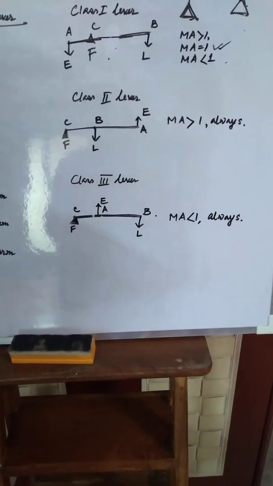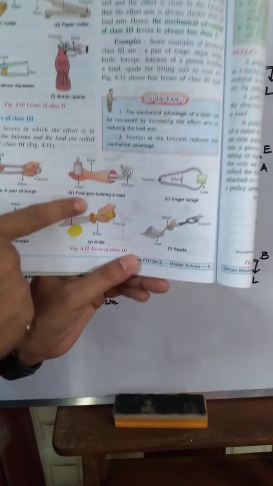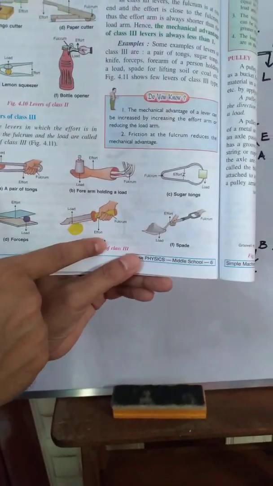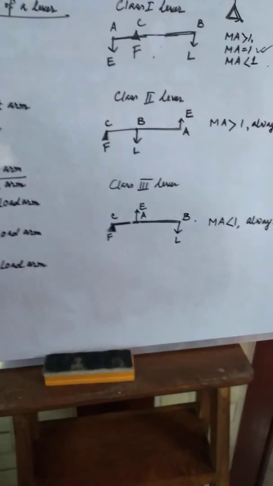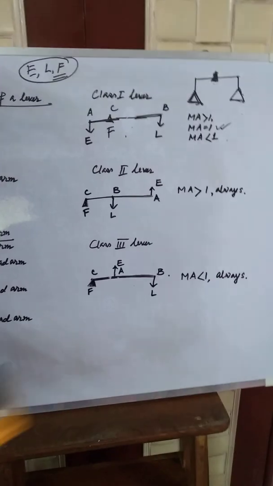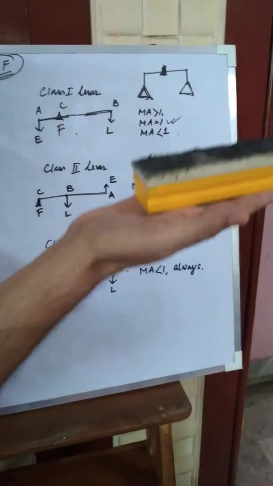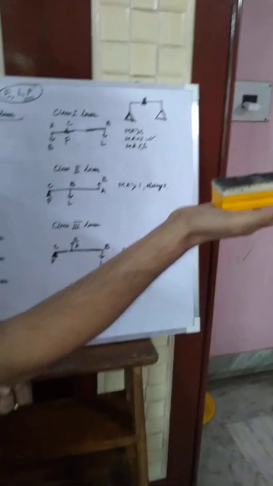To cut anything, this is the class 3 lever. So you are applying the effort in the downward direction, and the load is in the upward direction. I am giving you another common example. Say I am holding something on my palm. So this particular elbow acts as a fulcrum.